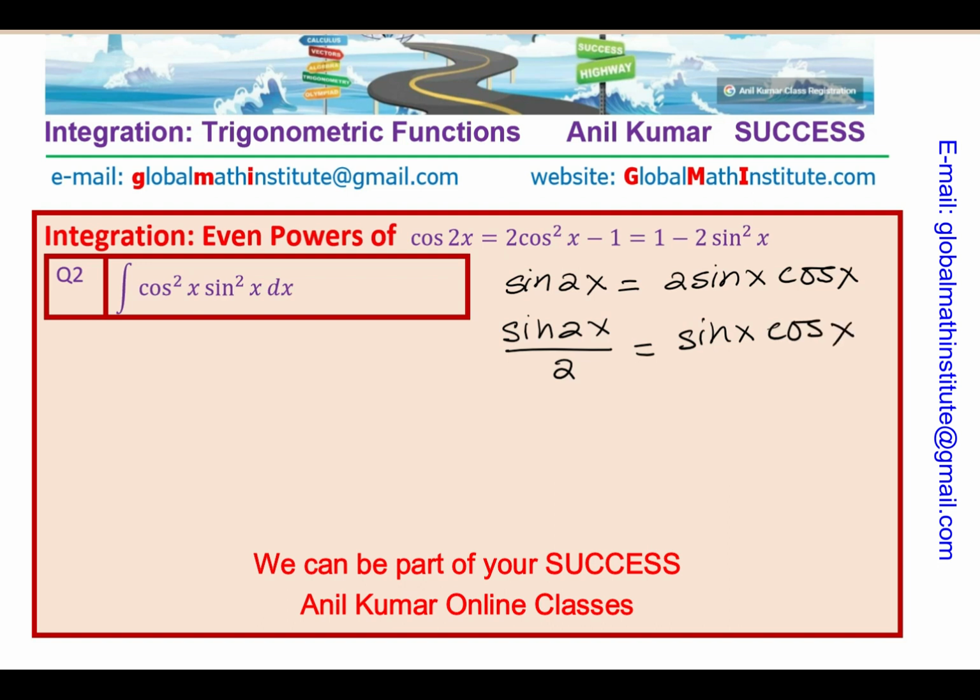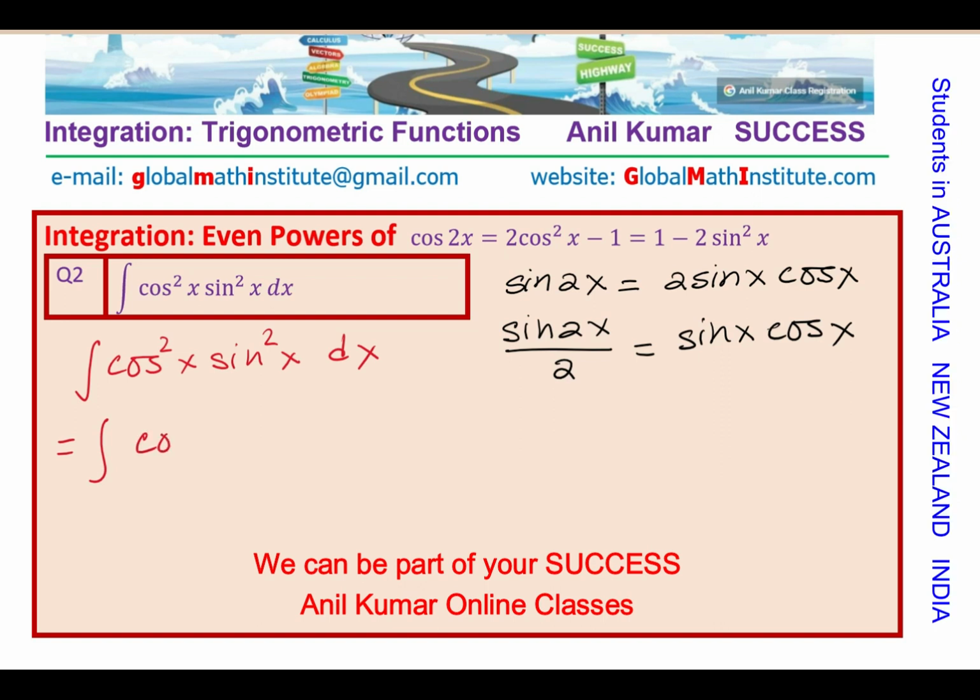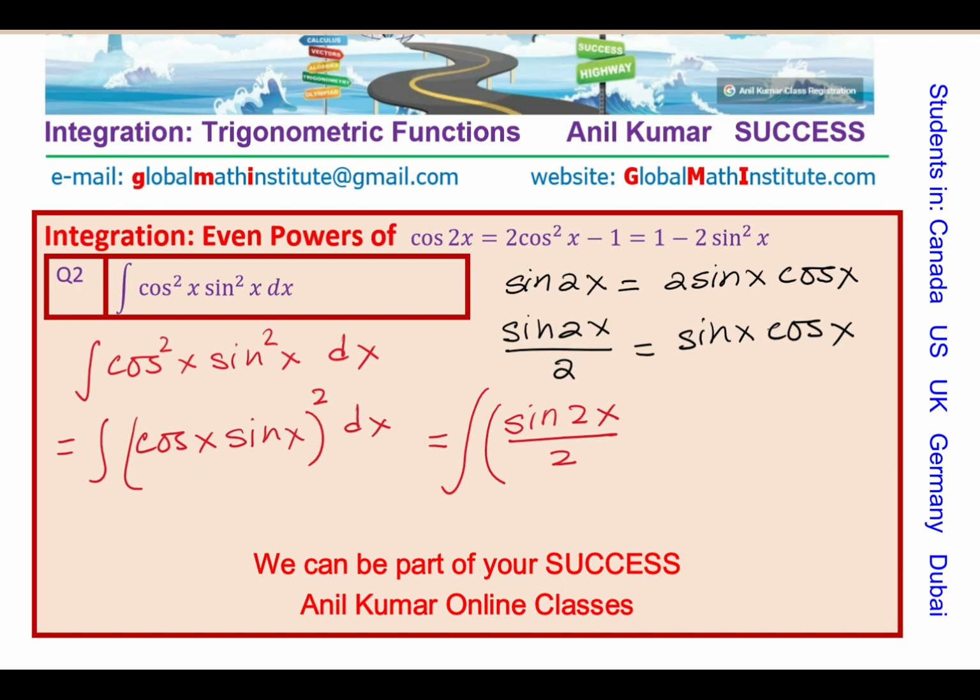Correct? So we are going to use this trigonometric identity to simplify the integral. So now let's look into the integral, which is the integral of cos²x sin²x dx. We can write this as (cos x sin x)² dx, right? Now cos x sin x is equal to sin 2x over 2, right? And whole square.